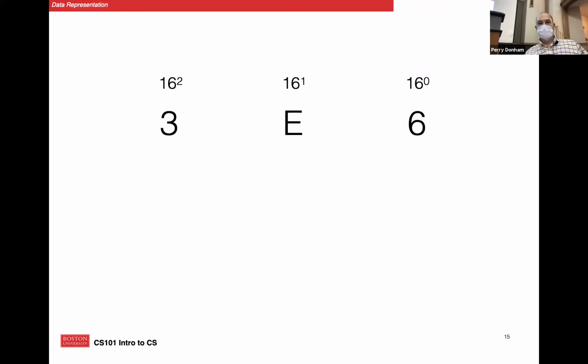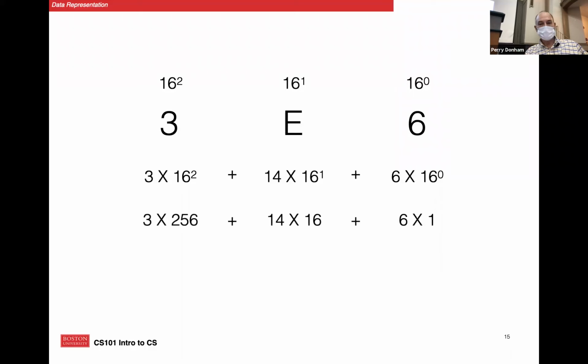Anything to the 0th power is just 1. So this tells me I've got 6 ones, 6 times 16 to the 0th power. 16 to the first power is 16, so I've got E 16s, 14 times 16. I've got 3 16 squared. 16 squared is 256. If I had one to the left, what's 16 cubed? 4096, right? So I've got 3 16 squared, so it's 3 times 256. And then you just add them up like that. So that's 998.